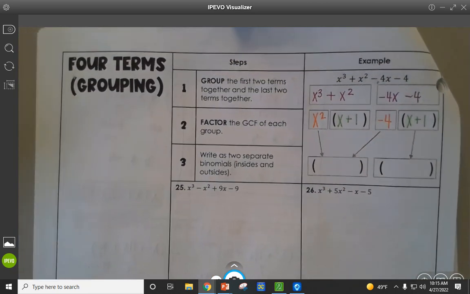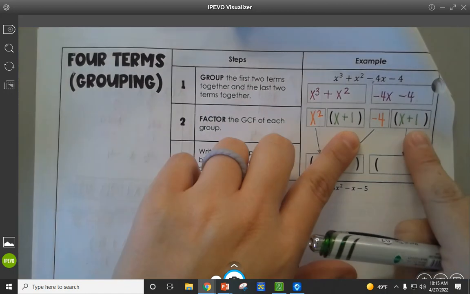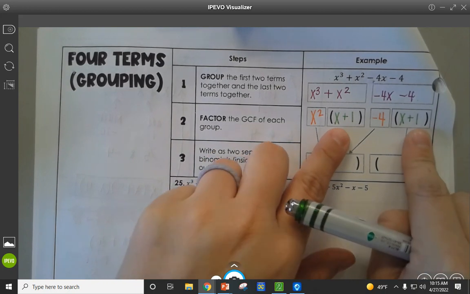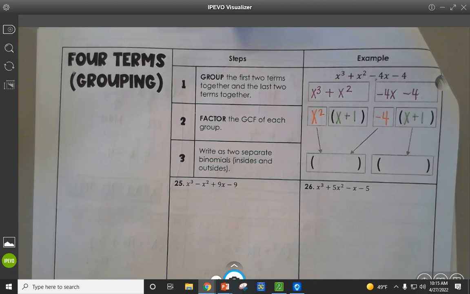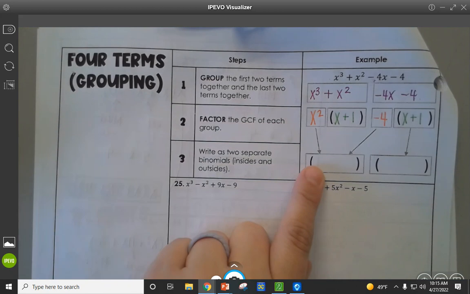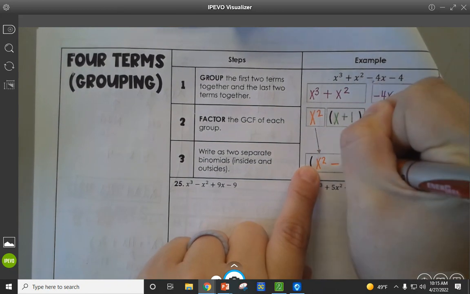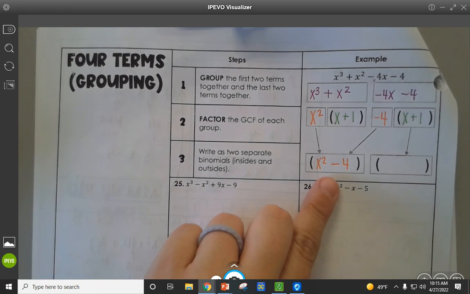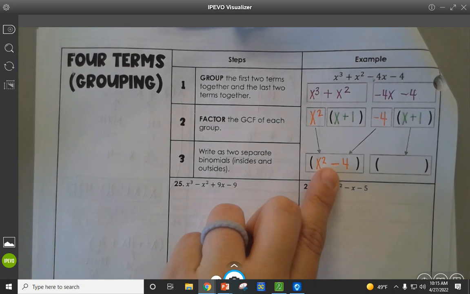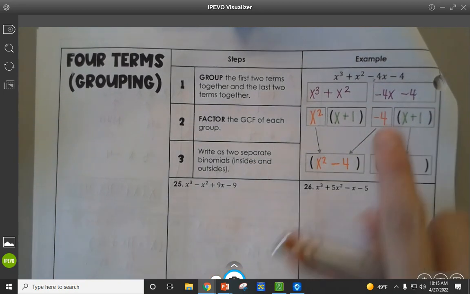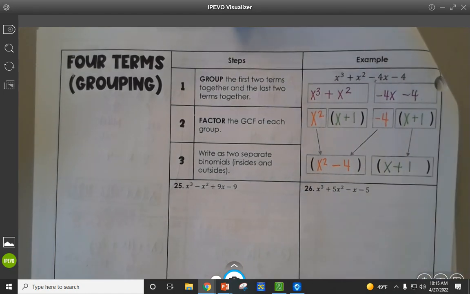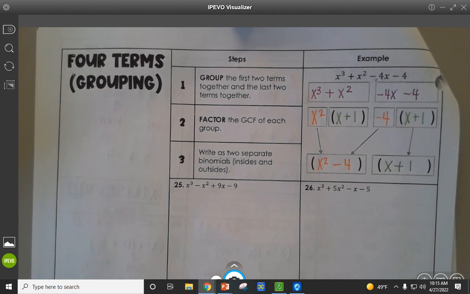If you have done it correctly, what you have in parentheses will be exactly the same. Is that the case? Yes. So you did it correct. So your outsides go in one set of parentheses. So this becomes x squared minus 4. That's one of your factors. Your other factor is what you had in parentheses, x plus 1. But you only do that one time. You don't need to write that twice.